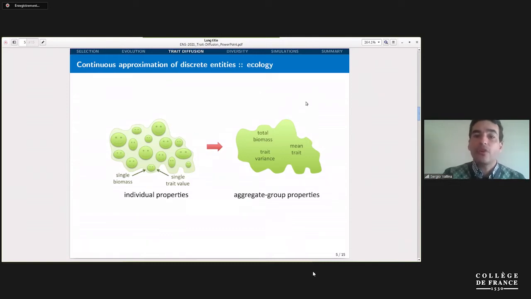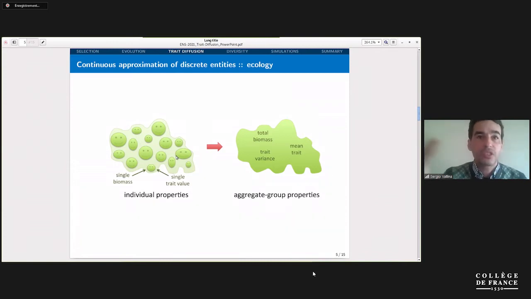But a better approach, at least from the point of view of computational speed, not necessarily more realistic. I think the discrete entities, that's the left part, compared to the continuous case, I think the discrete is even better, ecologically speaking, but it's very slow. If you introduce a lot of species in your model, you have to wait a lot to get some simulations.